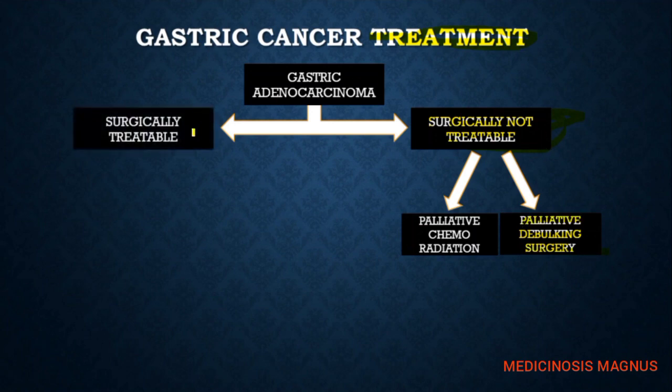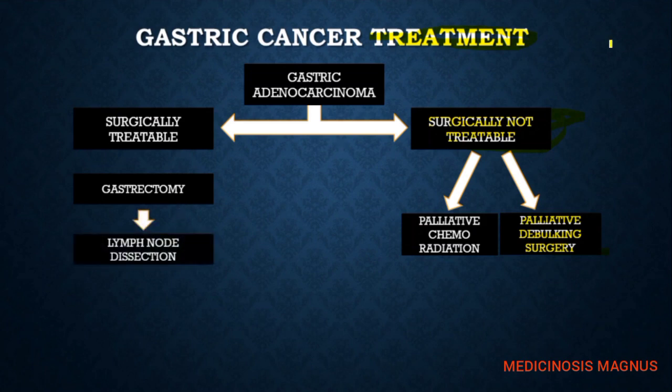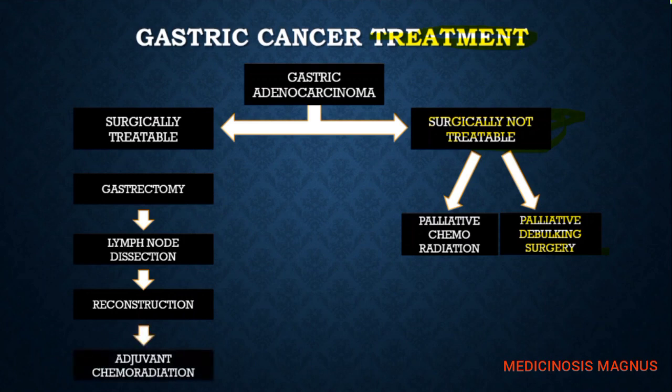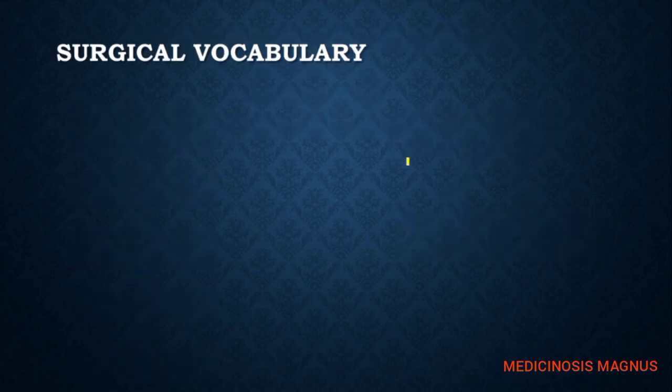In surgically treatable patients, we have to first do gastrectomy. It can be subtotal or total gastrectomy. Then we remove the lymph nodes, D1, D2 or D3 lymph nodes. Then we do reconstructions, that is by Billroth-1, Billroth-2 or Roux-en-Y bypass. Then we can give chemoradiation. So let's talk about the treatment part in detail. First, just develop a surgical vocabulary, because when I talk about the treatment part, this is required for better understanding.